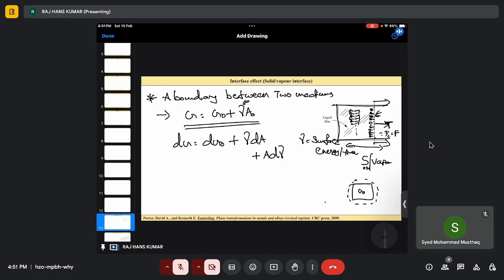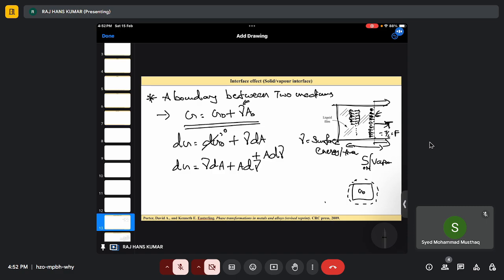But if you do the derivative of all the atoms inside the system, then it will be zero. So that's why this will turn out to be zero. So dG will be equal to gamma dA plus A d gamma.